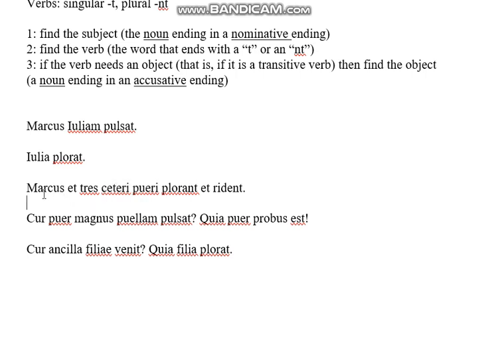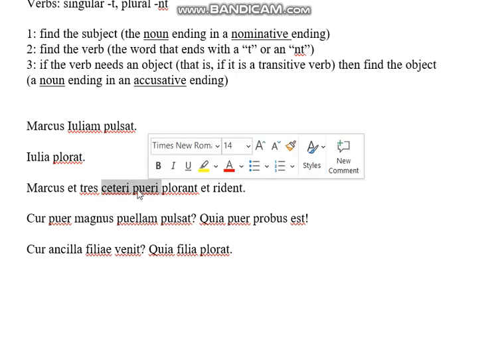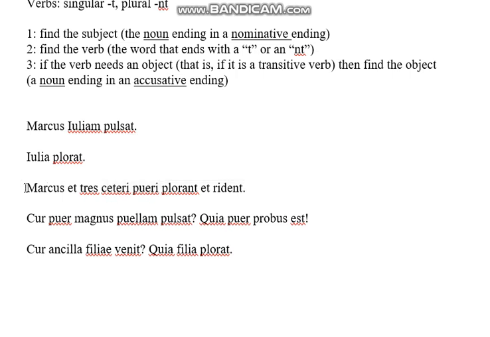Well, does it really make sense to say Marcus and 3 of other boys? I suppose you could make that make sense, but it doesn't. But ceteri itself, of other boy, it would have to be. Yeah, I'm not feeling the singular stuff. So I'm gonna guess. I'm gonna say that it's probably going to be masculine nominative plural.